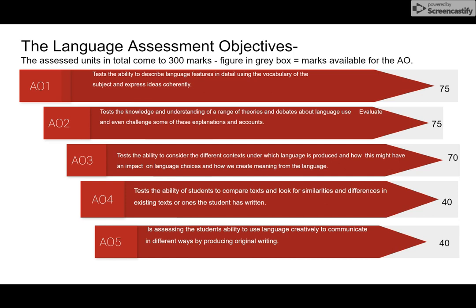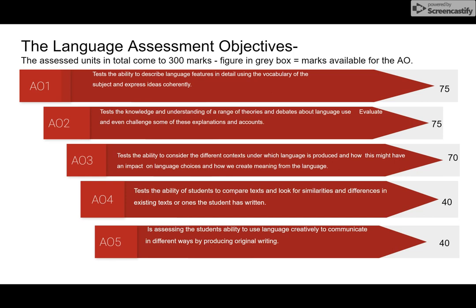AO2 tests the knowledge and understanding of a range of theories that the student encounters and debates about language use. The idea is to evaluate and even challenge some of these explanations and accounts, and again, that's worth a very large part of the marks, 75 out of 300 again.